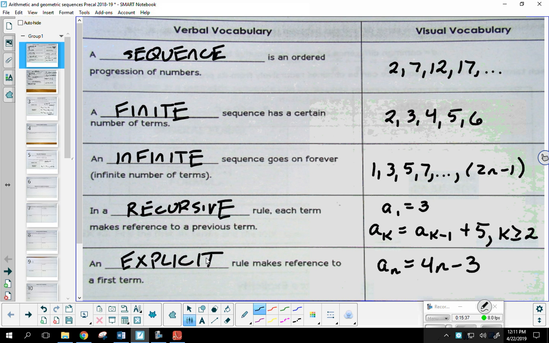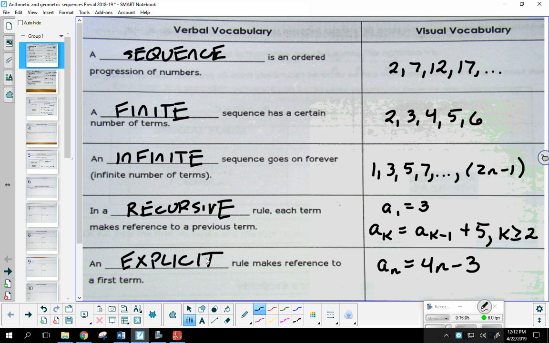Okay. Now, there's two types of formulas that we're going to be looking at in this unit, a recursive formula and an explicit formula. Now, in a recursive rule, each term makes reference to a previous term. In an explicit rule, each term makes reference to a first term. Okay, so here's the thing about recursive and explicit. The one we're definitely going to want to use is the explicit formula. That will provide you any term that you want in a sequence.